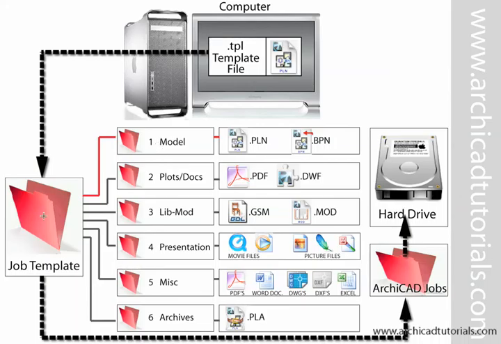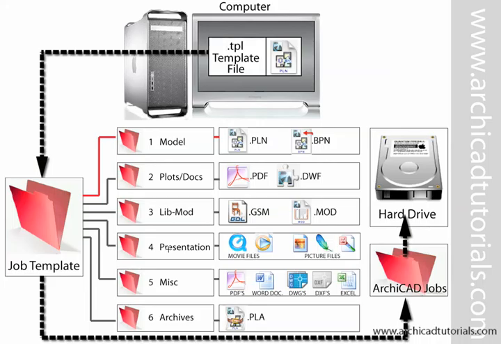So in the job template folder, you'd have 6 folders, and you'd have your model folder, which is where you keep your ArchiCAD file, which is your PLN file, and your BPN file, your backup file. Under that you have a second folder for any plots or documentation that you would create from this file, and they sit in there. They can be PDFs, DWFs, or whatever format you like to publish in. Then in the third folder you might have library parts or modules that are associated with this project sitting in there.